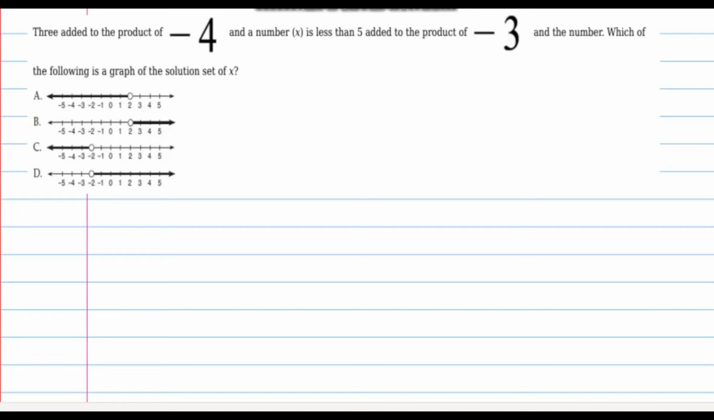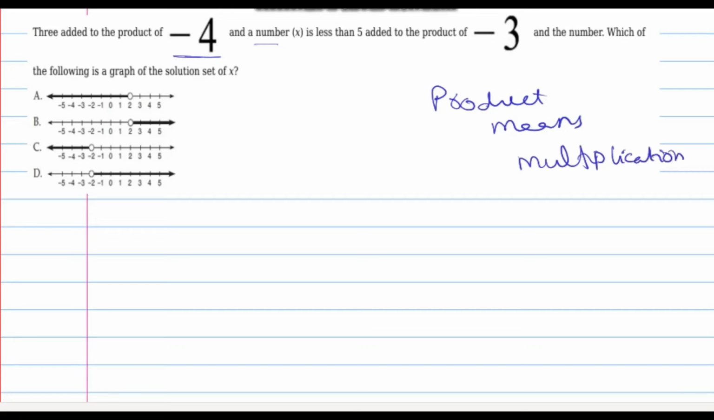So, 3 added to the product of minus 4 and a number x. What is the product of minus 4 and x? Product means multiplication. So minus 4 is multiplied by x. We don't know the number x, so we will get minus 4x.